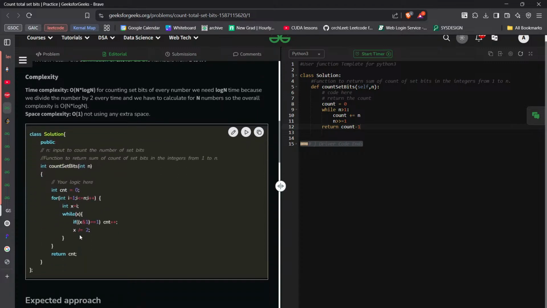For i equal to 1 to n, so we are taking 1 at first. x is equal to i, so x is 1. While x, say we are counting till 5 and we are at 5. So while 5 and 1 is equal to 1, count plus plus, and then I'm dividing by 2. That is, I'm checking the next bit of it, right? Yes.